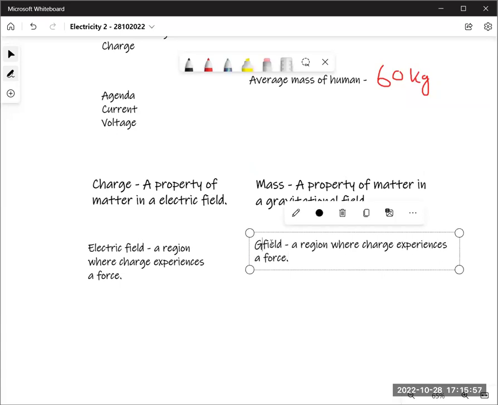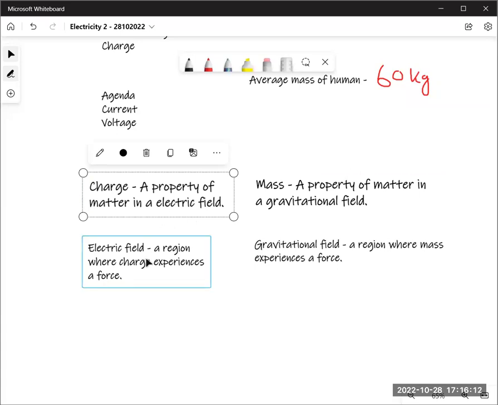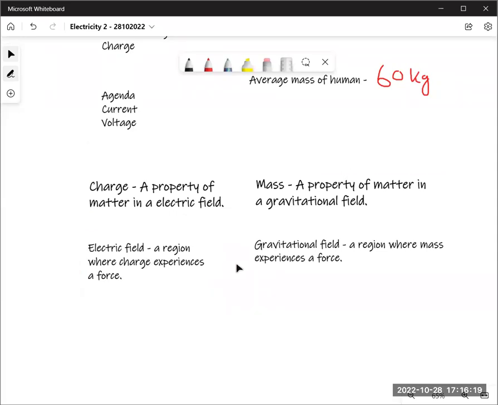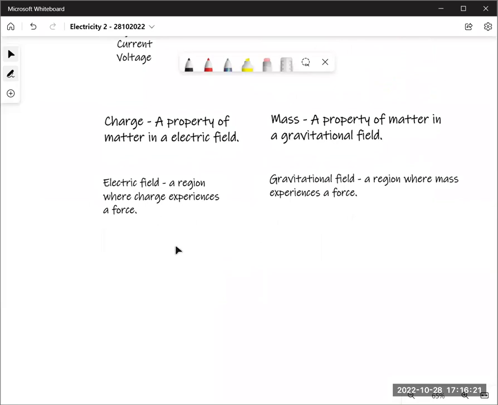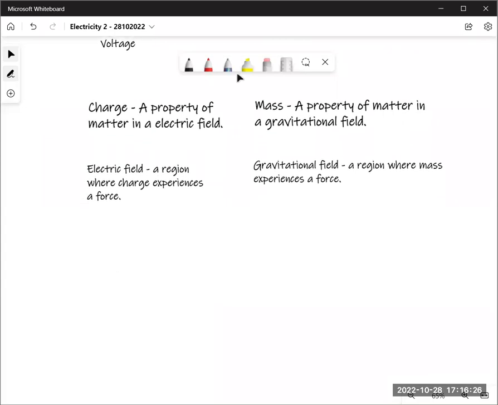So gravitational field is, don't write the gravitational part, just write the electric field part. I'm just trying to compare it with what we already know. So you should think of electric field as something as common as gravity. Electric field is the same as gravity. It's everywhere, mostly. Now, charge is a property of matter in electric fields. Okay, fine. We now look at electric field patterns.